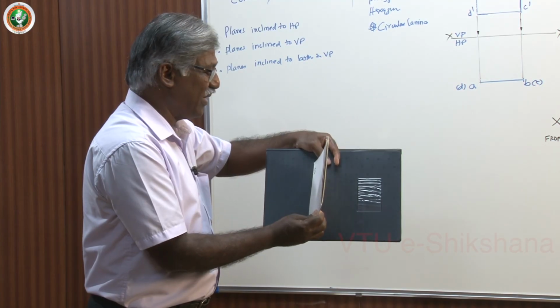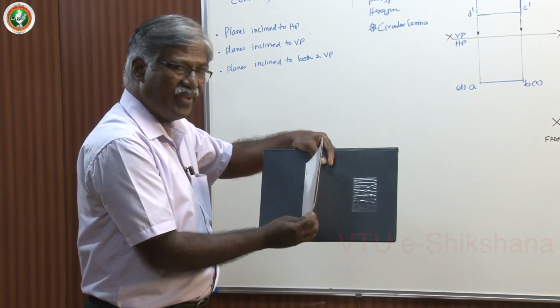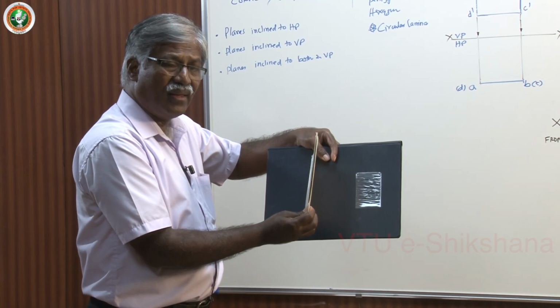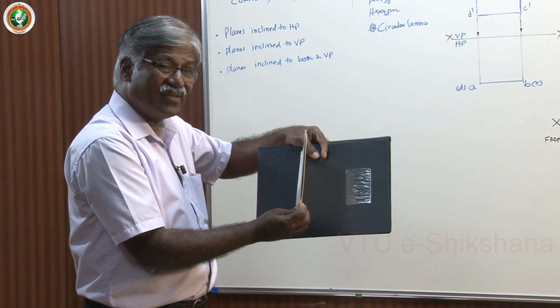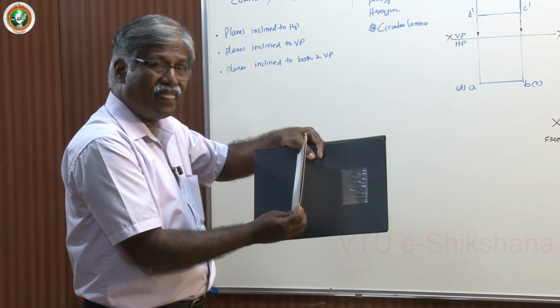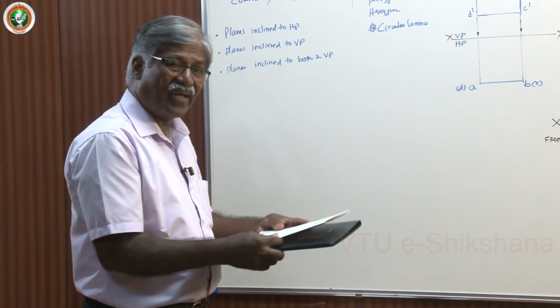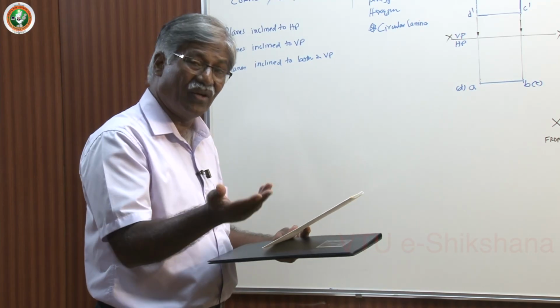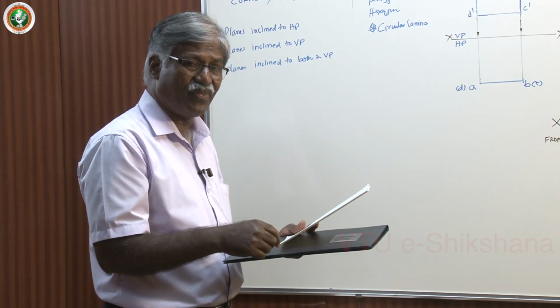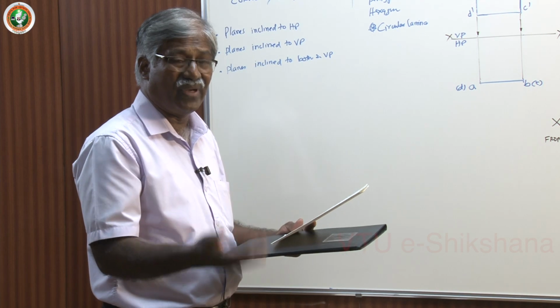The edge on VP, the lamina is inclined to VP. Again, it is a matching problem. The condition is the edge condition with respect to VP. So you can easily understand this. Whenever there is a problem, inclined to VP is also there with respect to the edge on HP. Let us not worry about that.